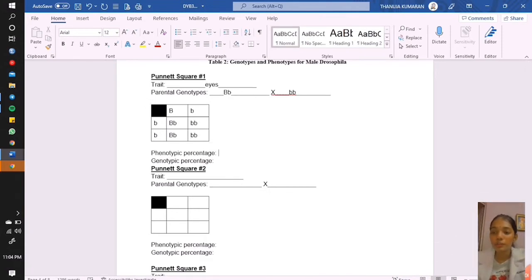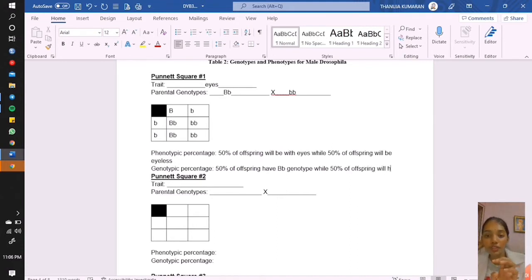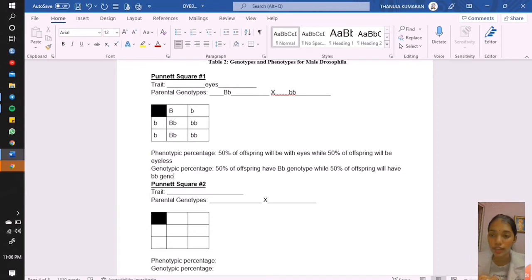So the phenotypic percentage is 50% of offspring will be with eyes, while 50% of offspring will be eyeless. So the genotypic percentage is 50% of offspring will have heterozygous genotype, while 50% of offspring will have homozygous genotype.